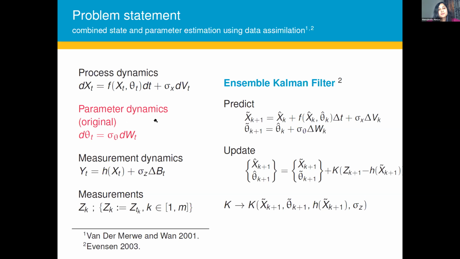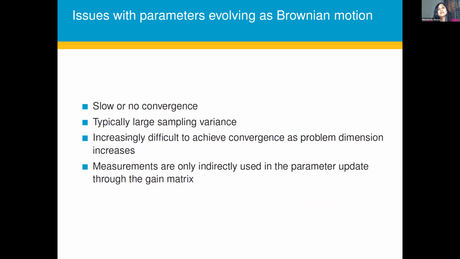So coming back to this parameter dynamics, although this is perfectly correct mathematically, its practical implementation is often very inefficient, as there's really no drift associated with this dynamics. So this results in certain issues: either there is no convergence, especially for the parameters, and if it exists, it's typically slow. The sampling variance associated with this, especially the parameters, is typically large. And also, it becomes increasingly difficult to solve a problem, especially for the parameters, as the problem dimension increases. And if you've noticed, the measurements only play an indirect role in the parameter update. So that is only in the update step of the DA. So motivated by these issues, we propose a way of using measurements directly in the parameter dynamics by introducing a drift term.